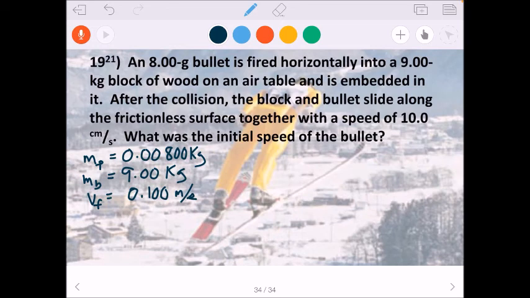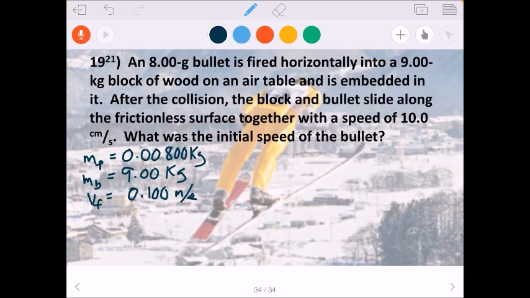So I've listed down what we know, and I've converted it into our standard units. So I took the mass of our projectile, or our bullet, and made it, instead of 8 grams, I made it 0.00800 kilograms. The mass of the block of wood was already in our standard unit of kilograms, and then the velocity they gave me as 10 centimeters per second. Well, I changed that to be 0.100 meters per second.